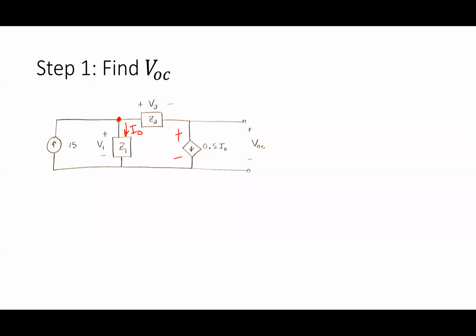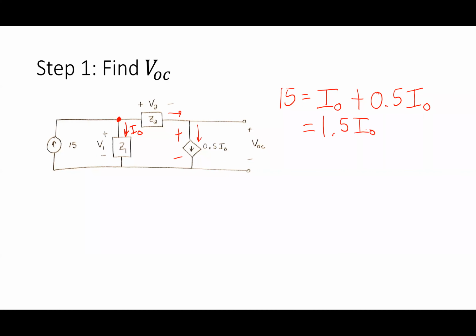V1 over Z1. Let's just do KCL in terms of the currents. I have 15 going in. It's equal to I naught going out and then 0.5 I naught. In this particular case, 0.5 I naught is essentially what the voltage is across that, because of the open circuit here, the current in this guy and the current in this guy have to be the same.